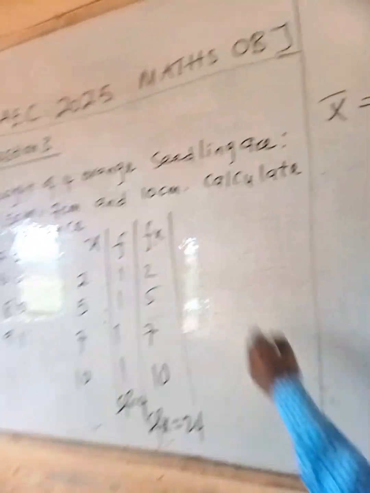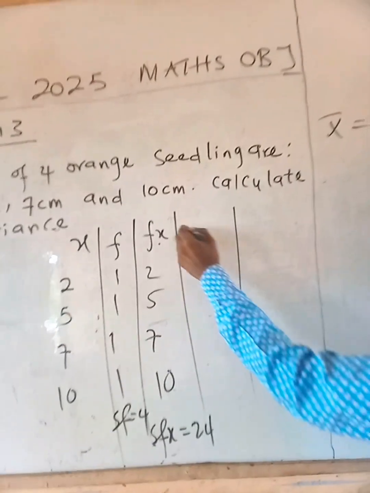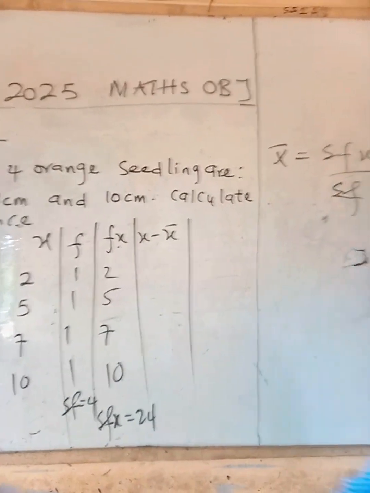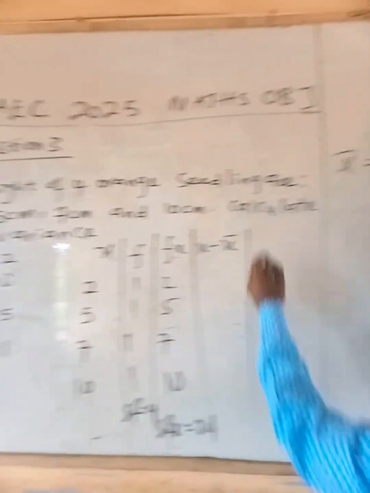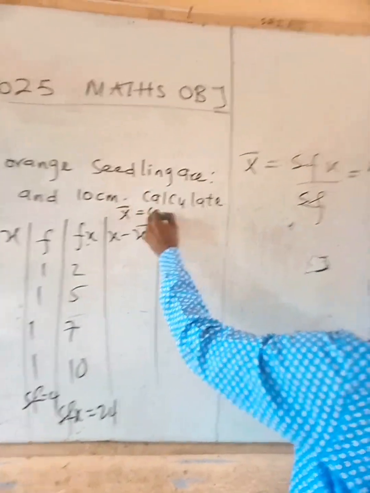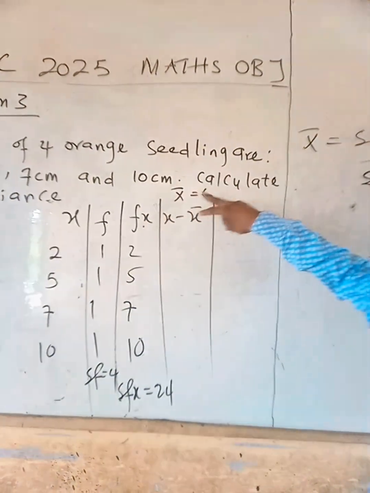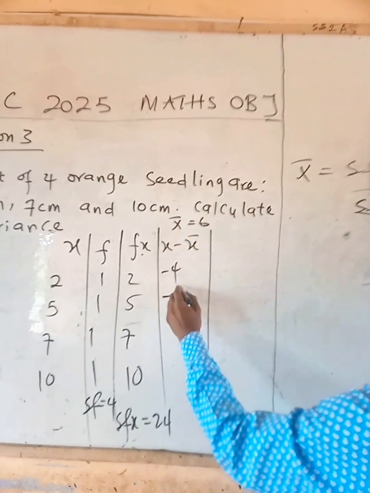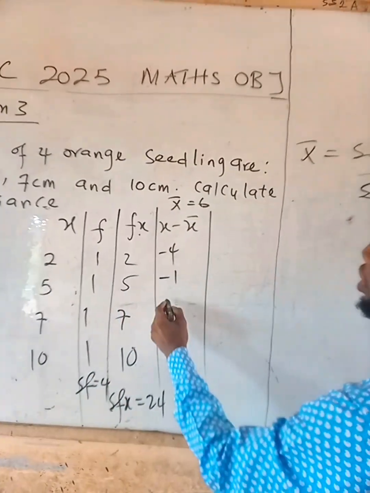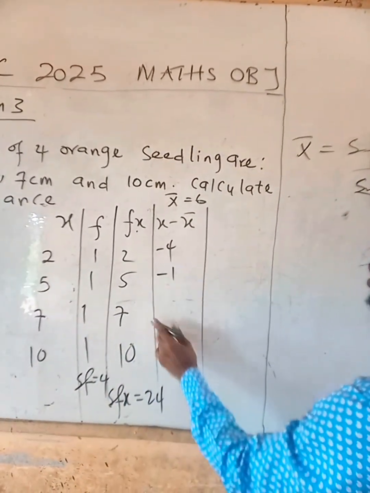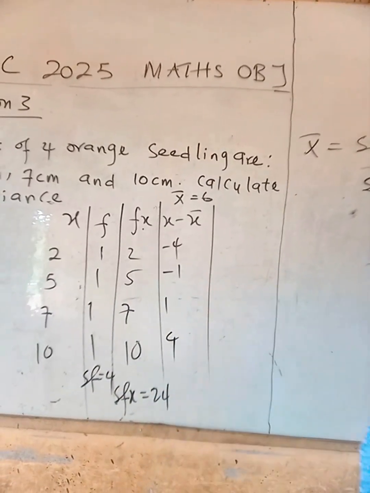So we create another column for x minus x bar, where x bar is the mean, and these are the x. The x bar now is 6. So 2 minus 6, this is minus 4. 5 minus 6, this is minus 1. 7 minus 6, this is 1. And 10 minus 6, this is 4.